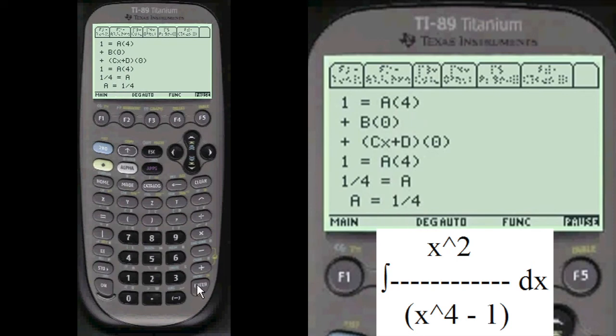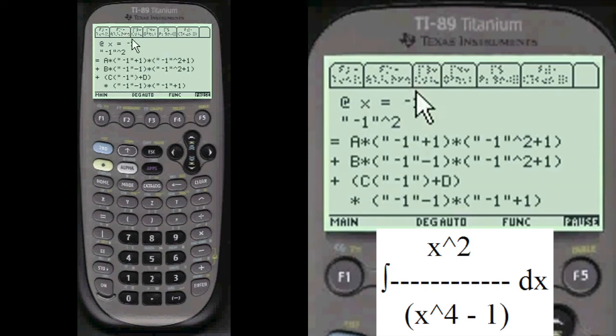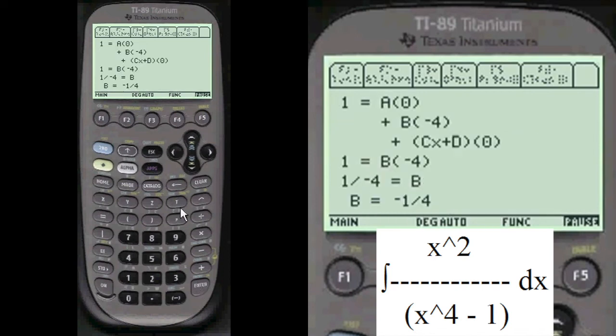So a is 1/4. Now we have a minus 1. You substitute minus 1 for every x, here's minus 1, here's parentheses here, minus 1 squared. Of course, it equals 1, etc. You do that through the whole system here, the whole partials that we just set up. And then these add up to 4 except b. b is a minus 4, so we have b equals minus 1/4.